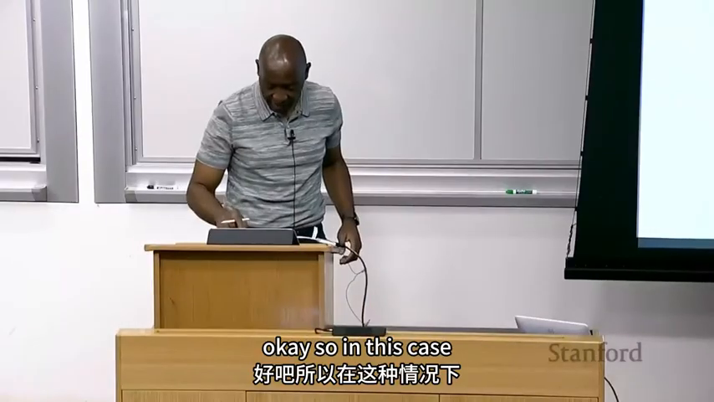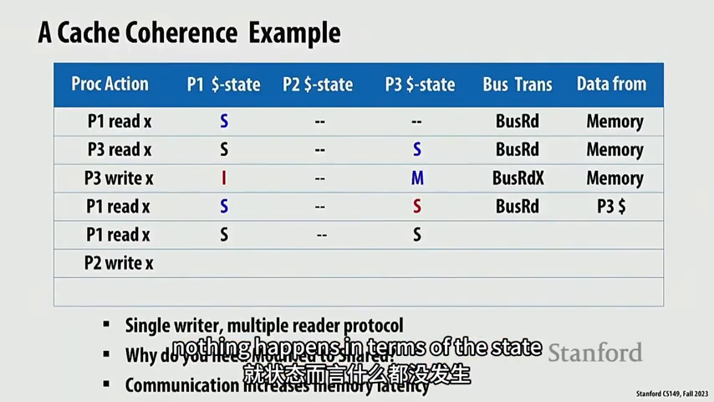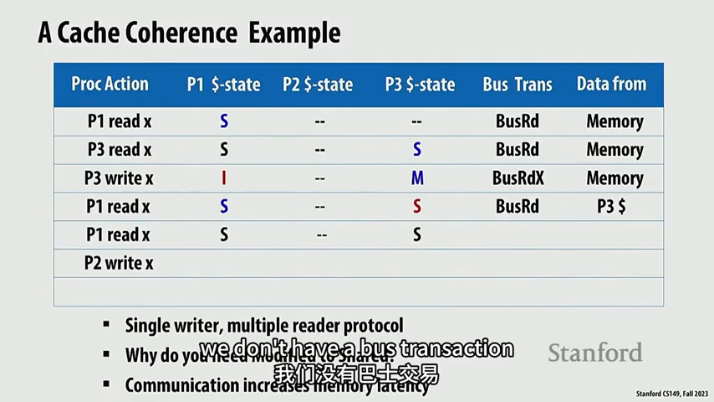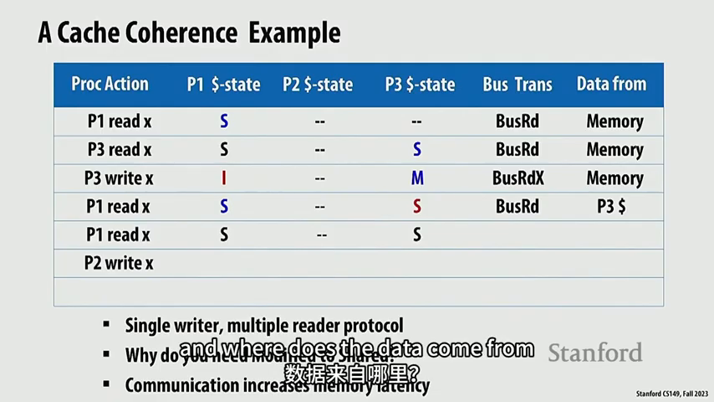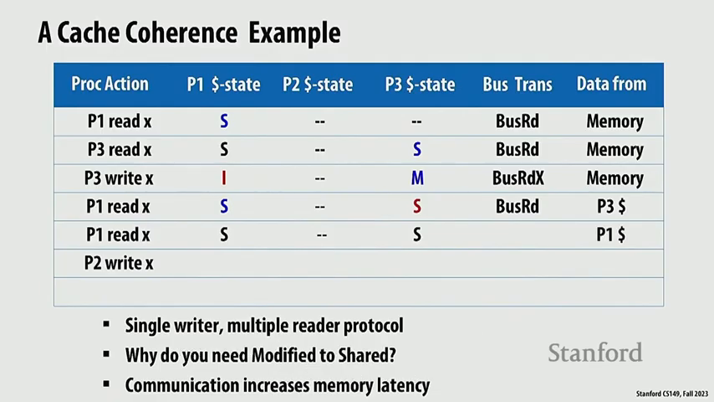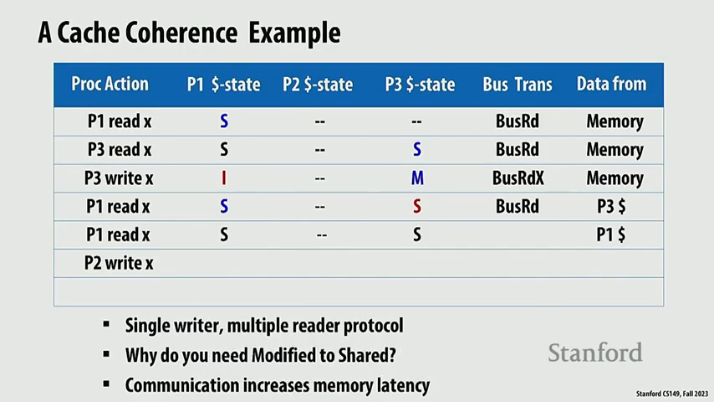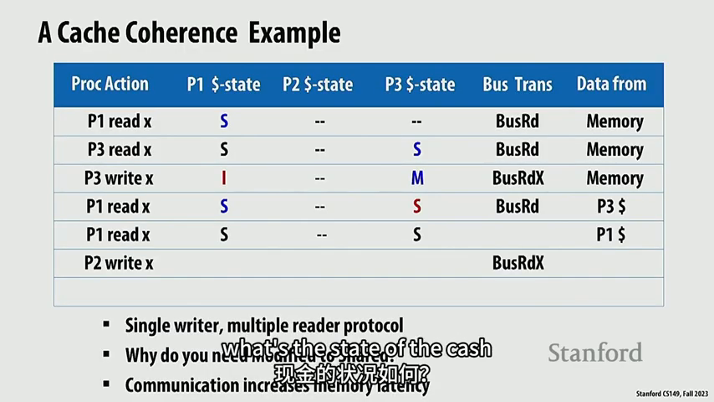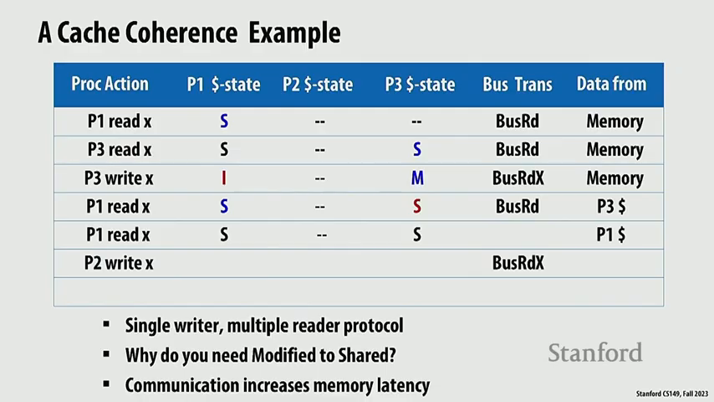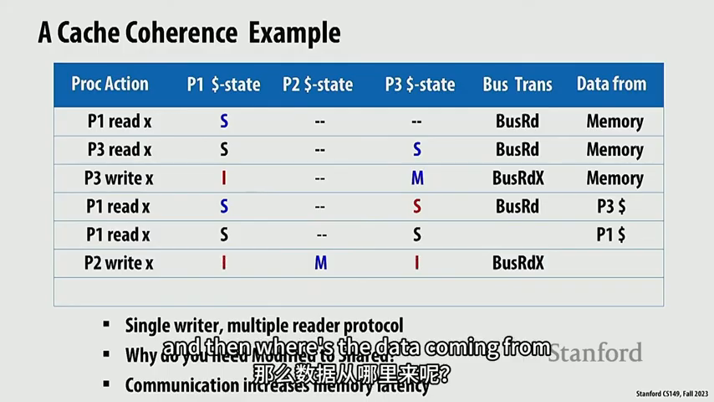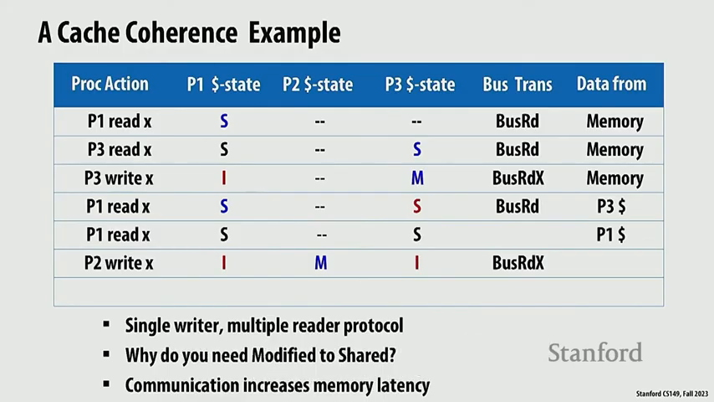Okay, so in this case, nothing happens in terms of the state. We don't have a bus transaction. And where does the data come from? Its own cache, right? It was a hit. Okay, processor 2 does a write of X. What's the bus transaction? What's the state of the cache? Right. And then where's the data coming from? Memory, right?